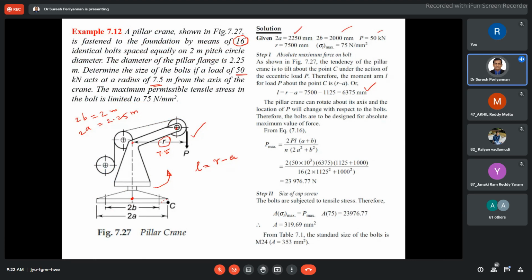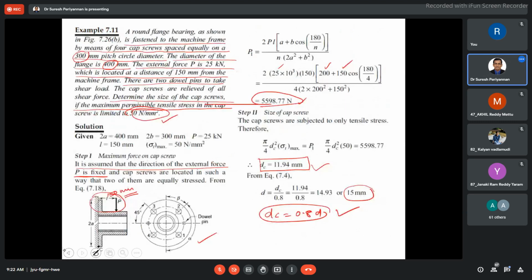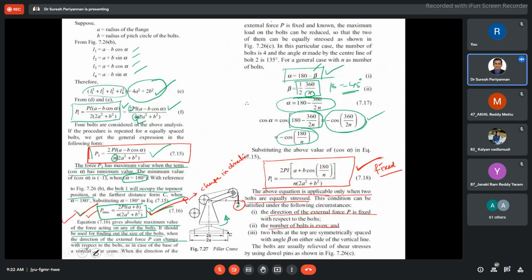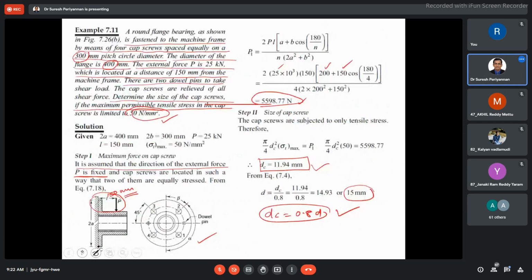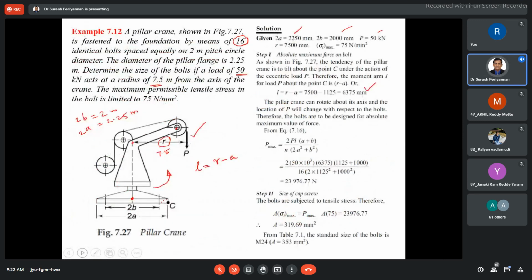Here the pillar crane rotates about its axis, and the location of P keeps on changing. Hence, I'm using the first formula. This formula I'm using to find out my P max. Now, this is my P max. In this case, substitute the values already given. Then you can go for our design of the bolt.